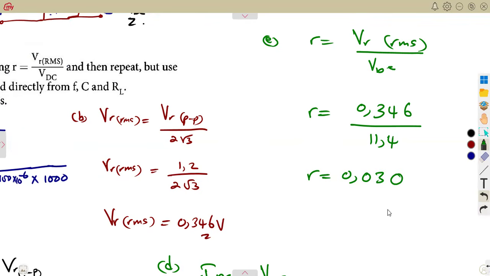We can write this as a number times 10 to the exponent of minus 3. You can write your answers in that manner, which is fine.